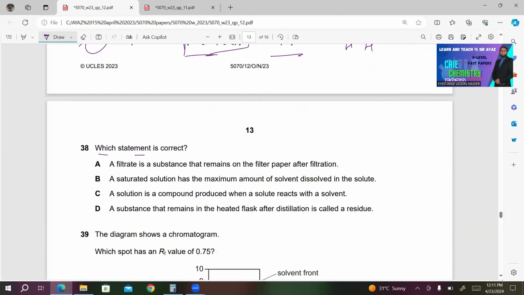38, which statement is correct? A, a filtrate is a substance that remains on the filter paper after filtration. This is incorrect. B, a saturated solution has a maximum amount of solvent dissolved in the solute. No, a saturated solution has a maximum amount of solute, not solvent. C, a solution is a compound produced when a solute reacts with a solvent. This is wrong. A solution is not a compound, it's a mixture. Furthermore, solute does not react with a solvent. D, a substance that remains in the heated flask after distillation is called a residue. This is correct. D is the correct statement.